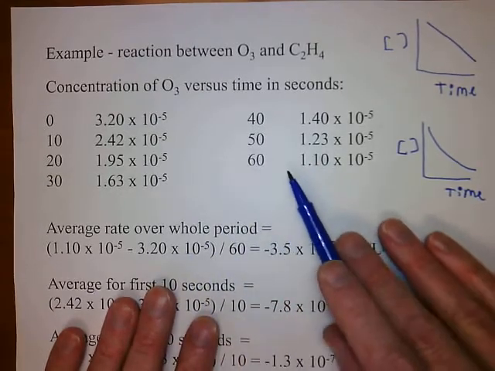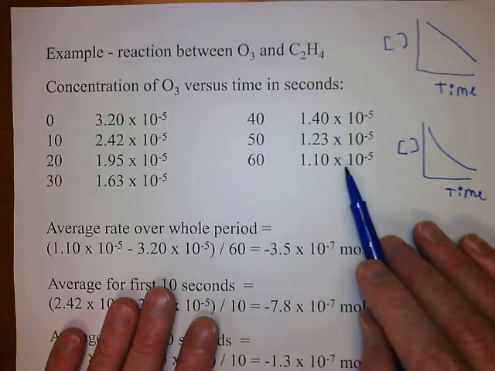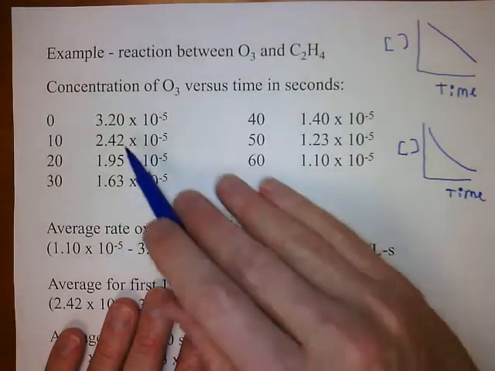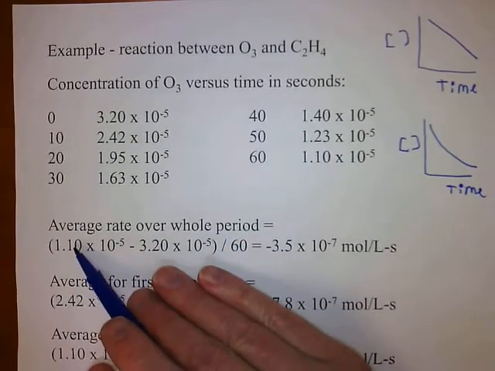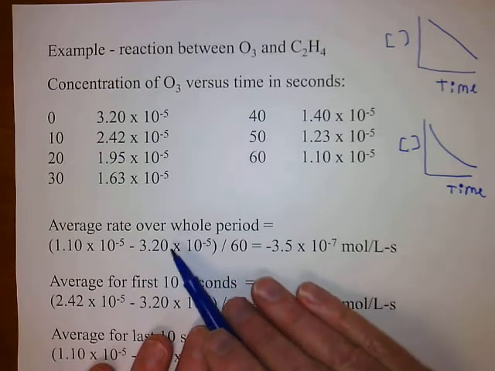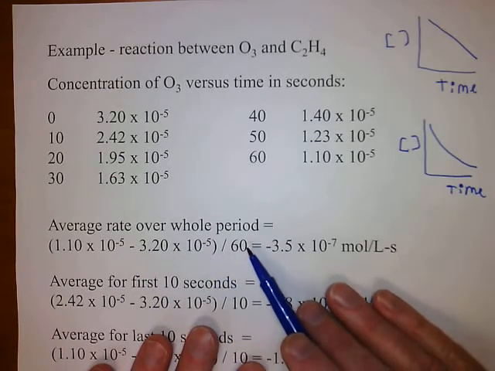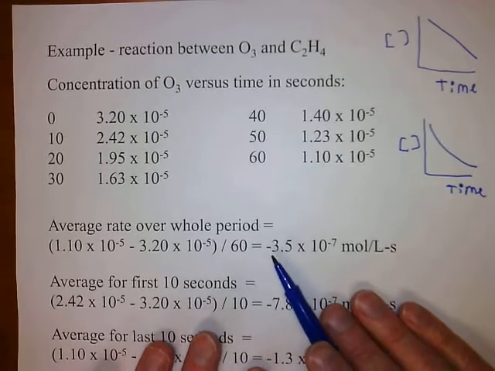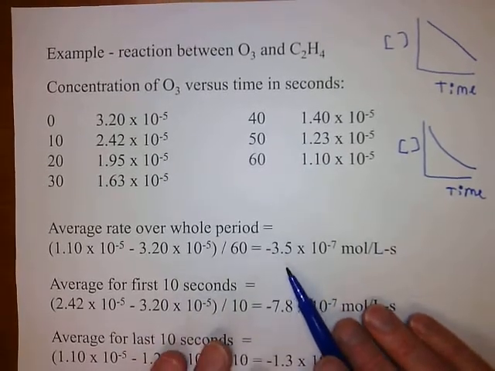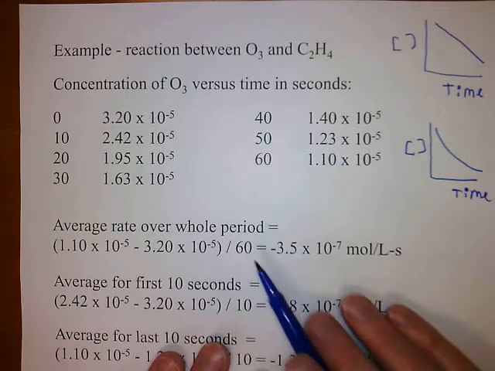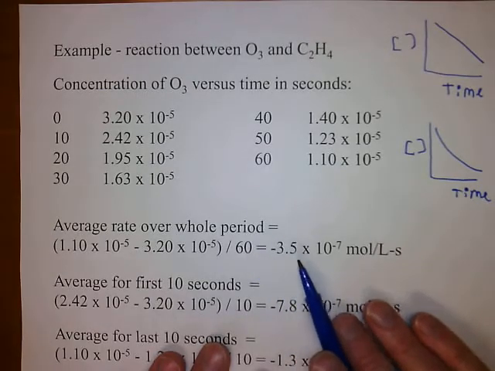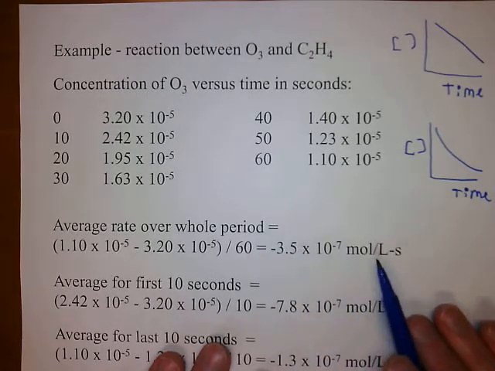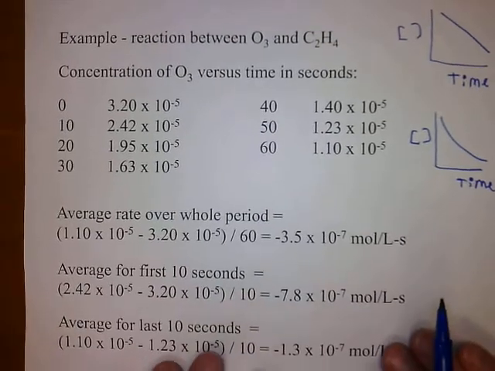So finally we had 1.1 times 10 to the minus fifth moles, and we started with 3.2, so it's 1.1 minus 3.2 times 10 to the minus fifth over 60, which gives us a negative number, but the negative number indicates that the concentration is decreasing. So this comes out to be minus 3.5 times 10 to the minus 7 moles per liter per second.